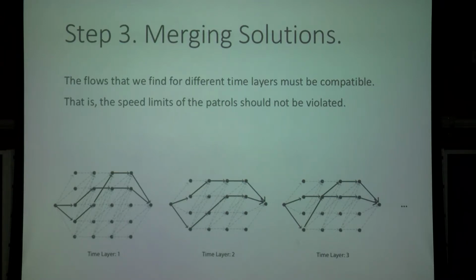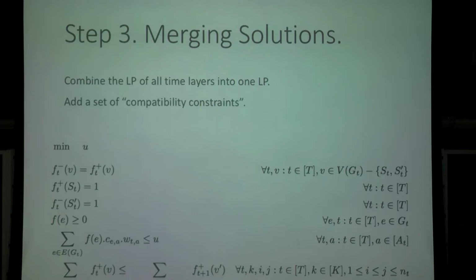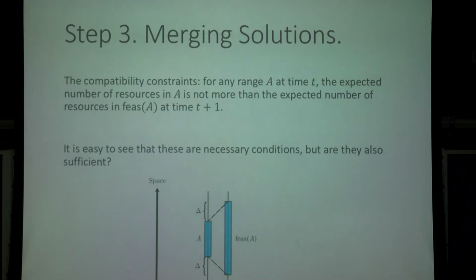So for this, as I said, we combine all those LPs in one LP and add this compatibility constraint and show that this is actually a good constraint. So let me give you some intuitions about this compatibility constraint first. For any range A at time t, the expected number of resources in A should not be more than the expected number of resources in the feasibility region of A in the next time layer.